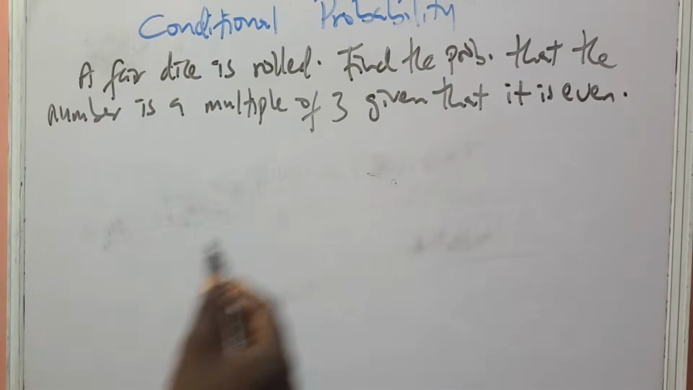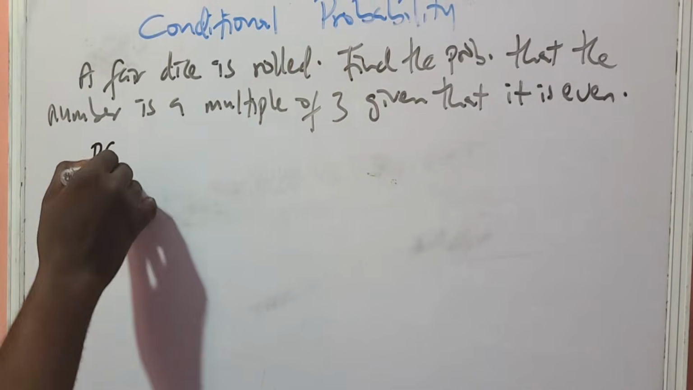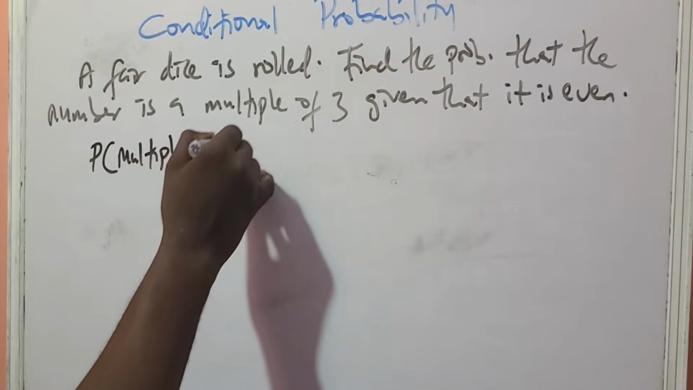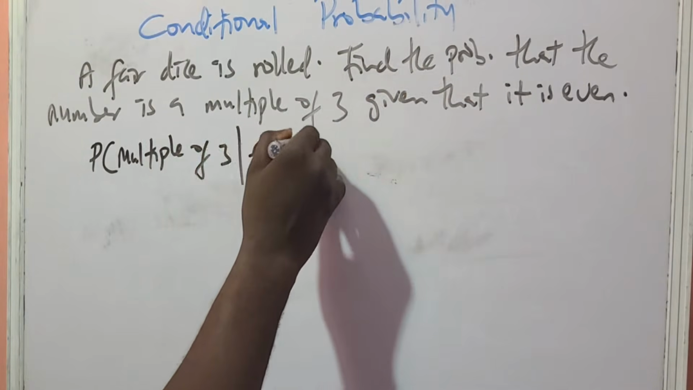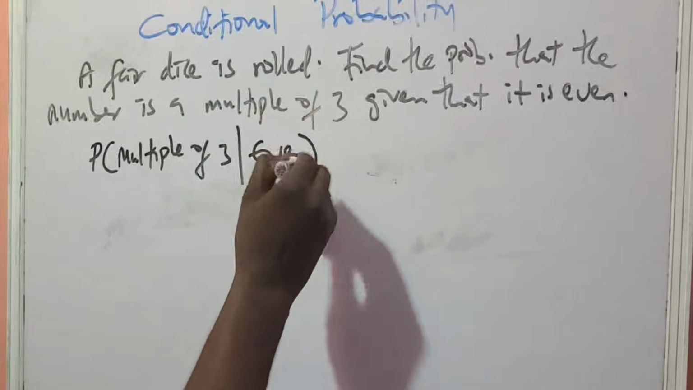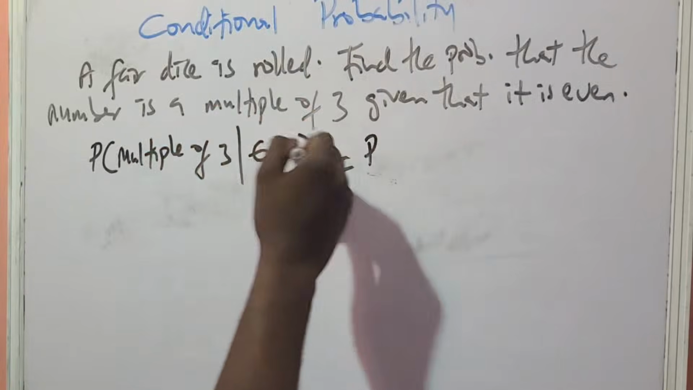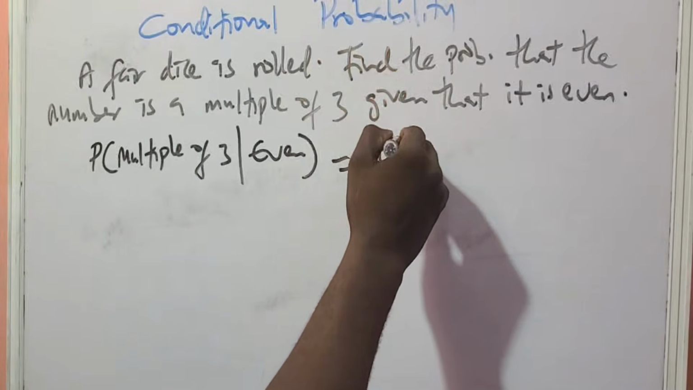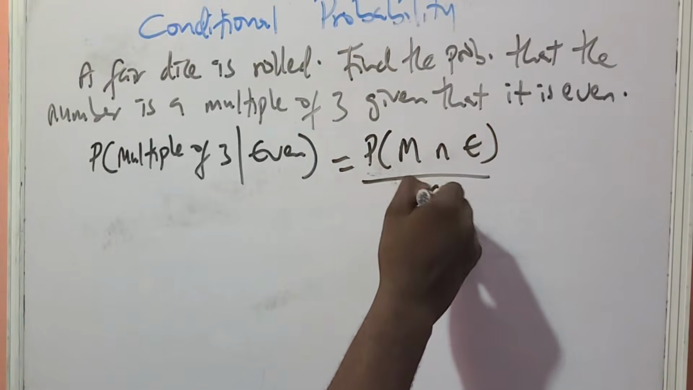A fair dice is rolled. Find the probability that the number is a multiple of 3, given that it is even. So you can see the condition they attached. So without even wasting time, I already know that you know how this works. Let me just write it as P(M|E). So P(M given E) is P(M intersection E) over the probability of E.